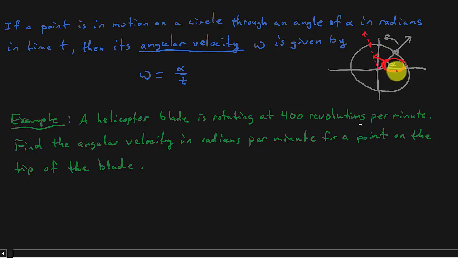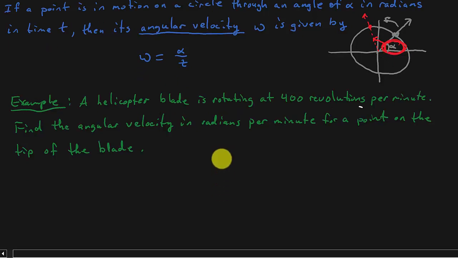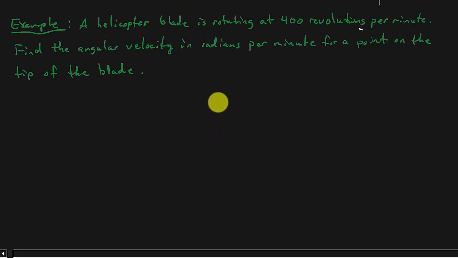How fast is this angle changing? What's the rate that it's changing? So let's look at some examples for angular velocity. We have a helicopter blade rotating at 400 revolutions per minute. Find the angular velocity in radians per minute for a point on the tip of the blade.